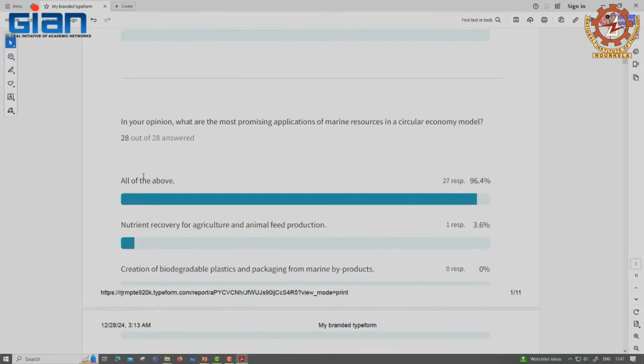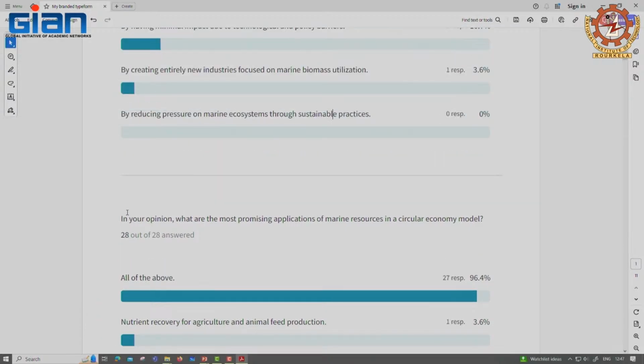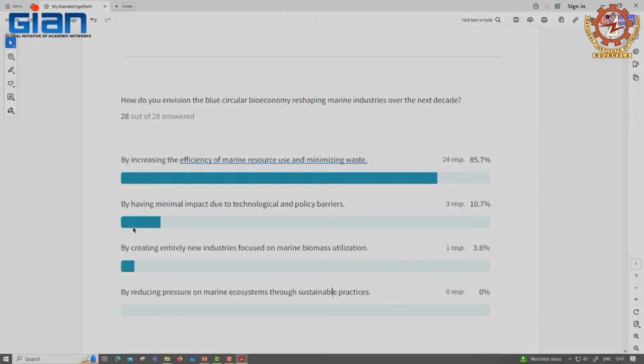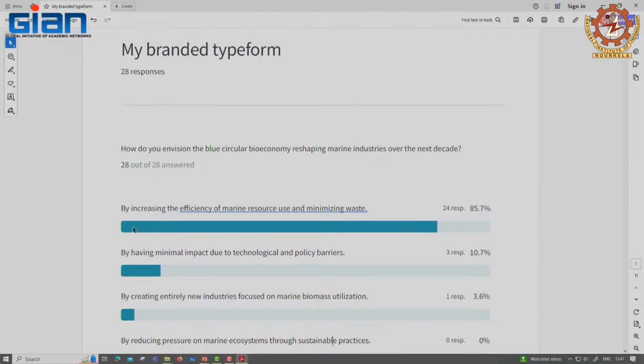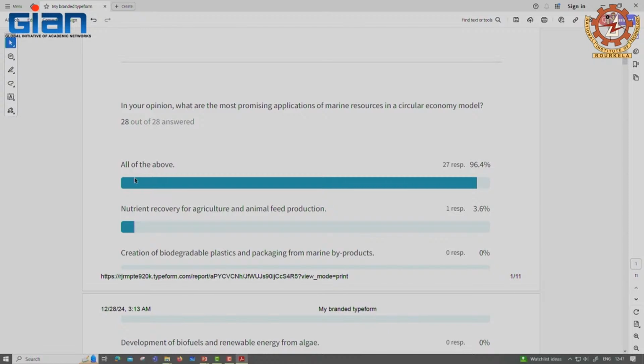Second question. In your opinion, what are the most promising applications of marine resources in a circular economy model? All of the above. Yeah? So, all of the above.